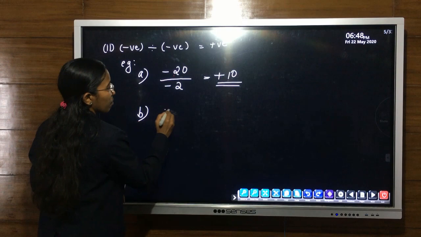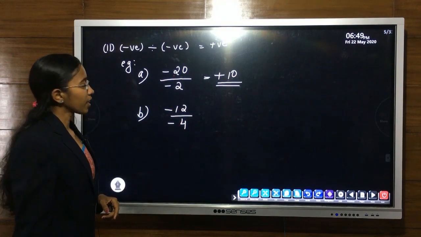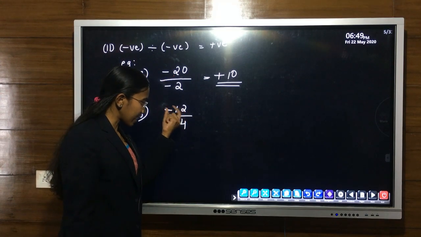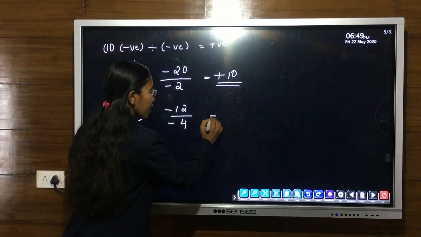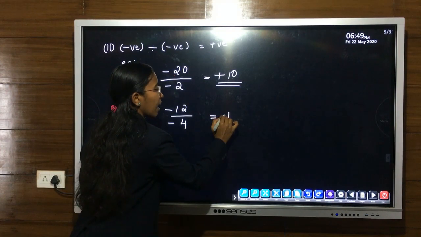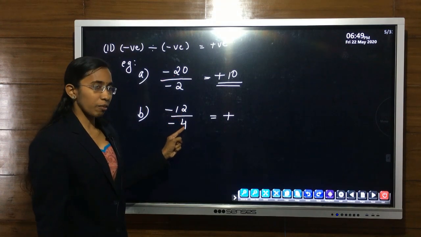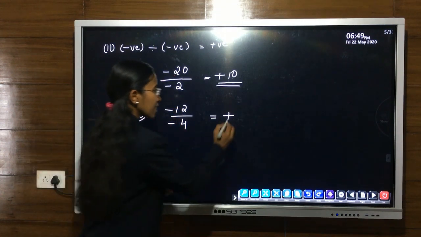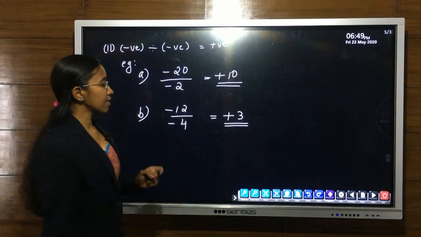And another example, minus 12 divided by minus 4. Here the first one is a negative integer and the second one is also a negative integer. Both are negative integers, so our answer sign is always positive. And check what 12 divided by 4 is. 12 divided by 4 is 3. So here our answer is plus 3.